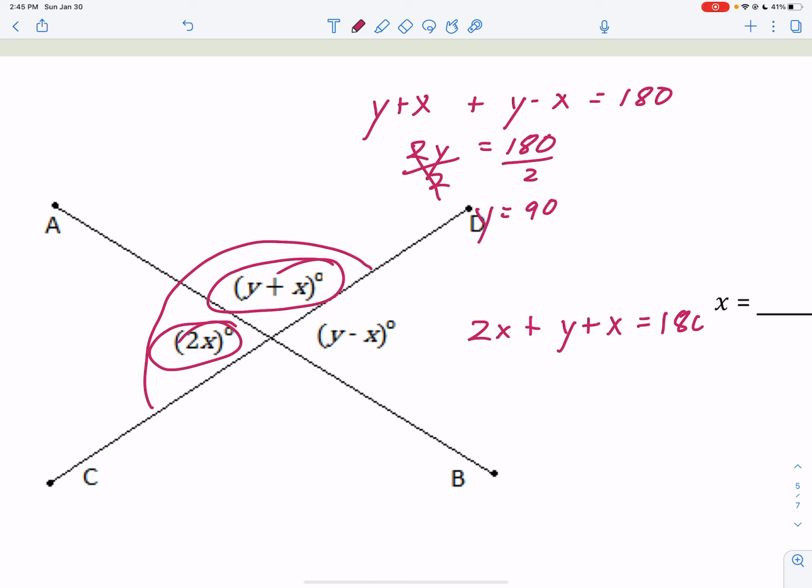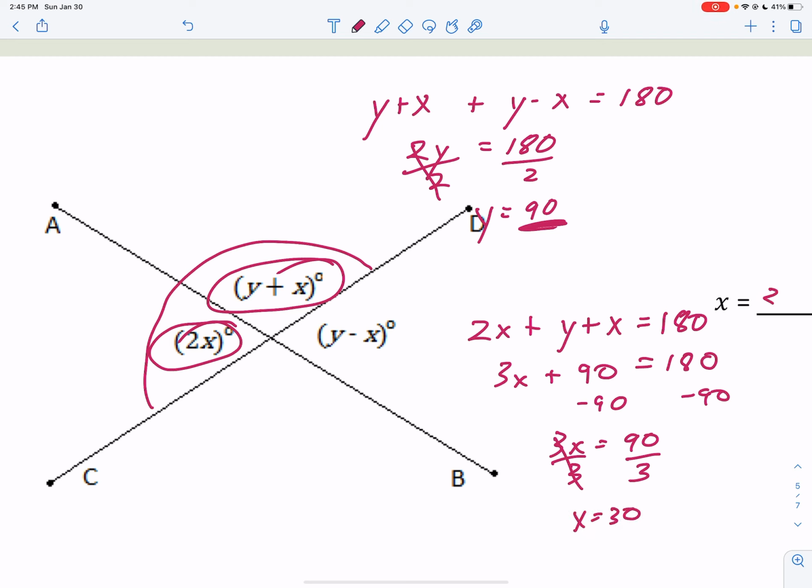equals 180. So simplifying a little bit, 2x plus 1x is 3x, plus y, but we don't have to write y anymore. We know what y is. Let's just write what y is. Subtract 90 from both sides. 3x equals 90. Divide both sides by 3 to get x equals 30. And we can plug this into everything and mess with our properties and see what happens.